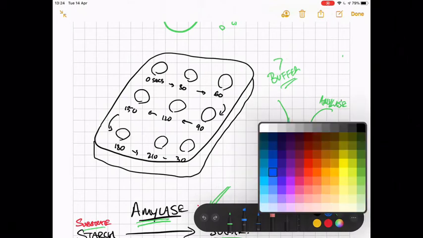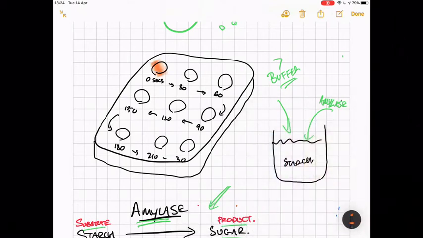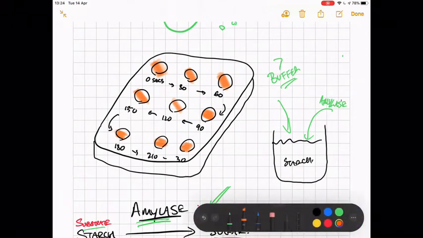So initially into each of these wells, we are going to put a tiny drop of iodine. Going to add a little bit into each well, like this. So it's all there ready, waiting. And then every 30 seconds, we're going to have a stop clock going.